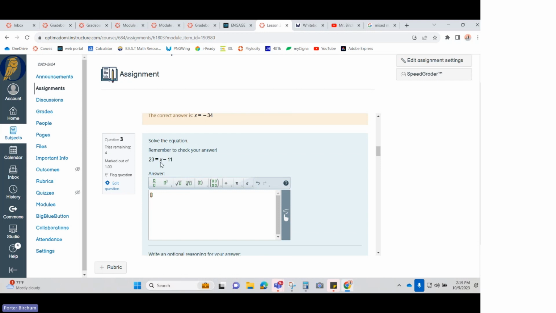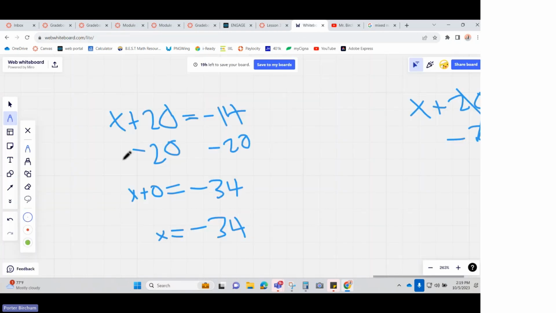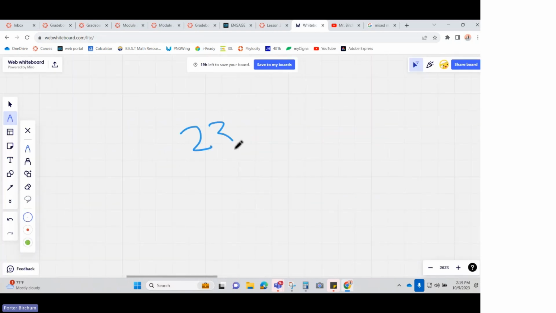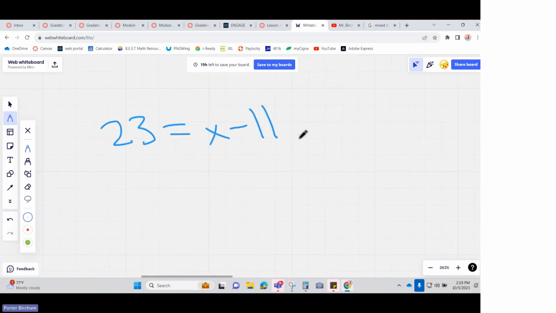All right, 23 equals X minus 9 is my next question. Oh, not 9, minus 11. 23 equals X minus 11. Let's use that inverse operations strategy, opposite operations. I'm looking at a minus 11, so I'm going to use plus 11 on both sides. These cancel each other out because they make 0.